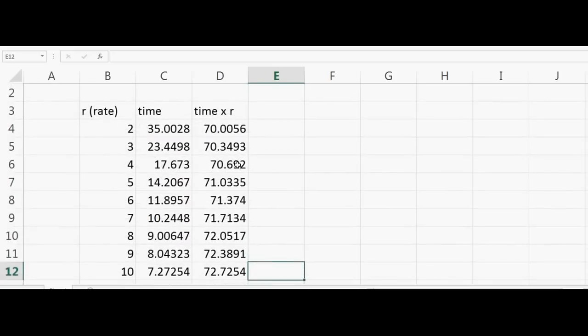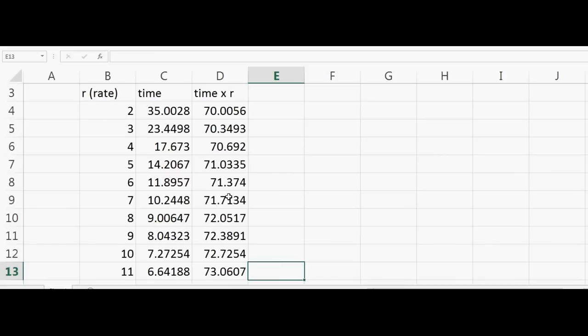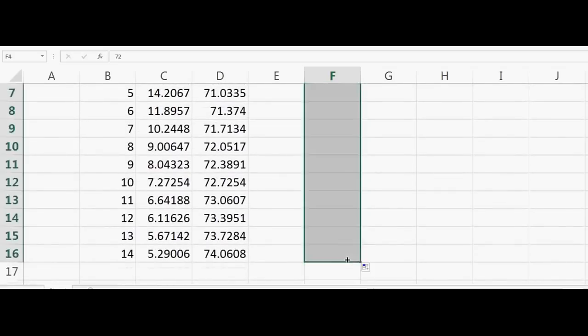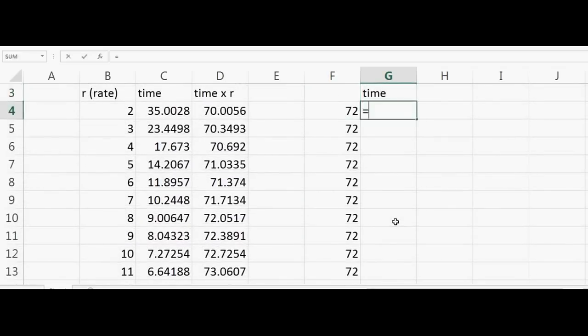So 70.3, 70.6, 71. If we approximate the number to be 72, then all we need to do is use the same approach, so if I use our trick, then instead of using 70.005, I'll always use 72. So I keep using 72 for all these rates, and then I'll calculate the time. Time will be equal to 72 divided by rate.